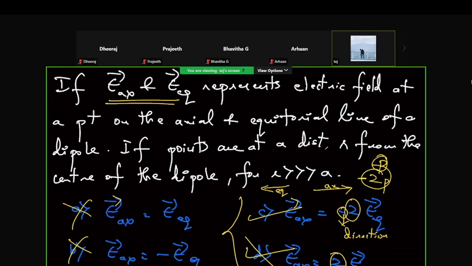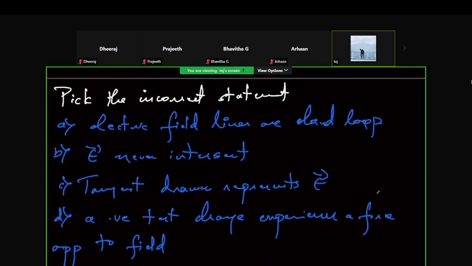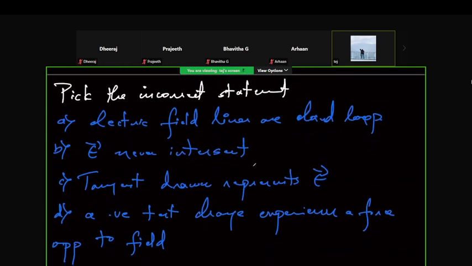See, this is a superb question, and one more chemistry type of question. Pick the incorrect statement. Usually this won't be asked in physics, but again, this is a question. More kind of questions like this will usually be in chemistry. Pick the incorrect statement. Electric field lines are closed loops. This is the incorrect statement. It can never be closed loops. Fine? It can never be closed loops.